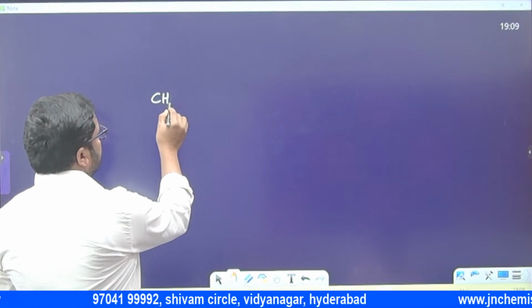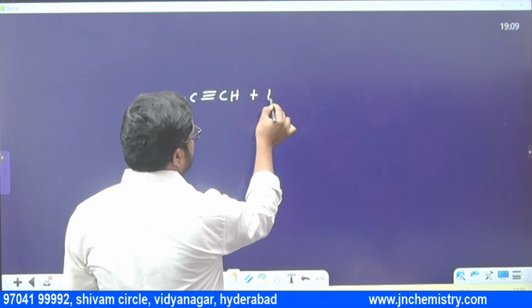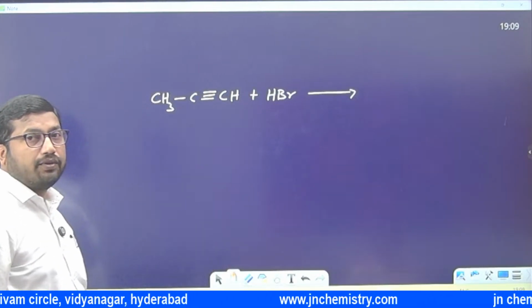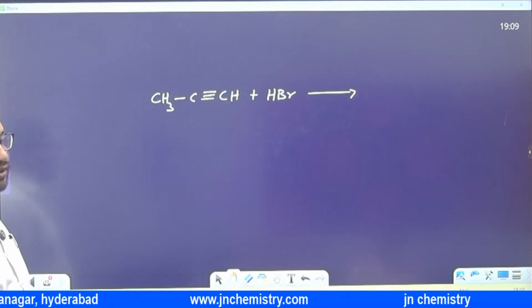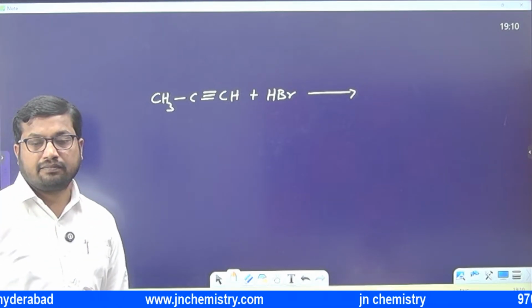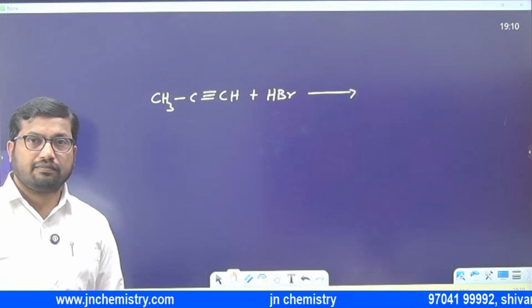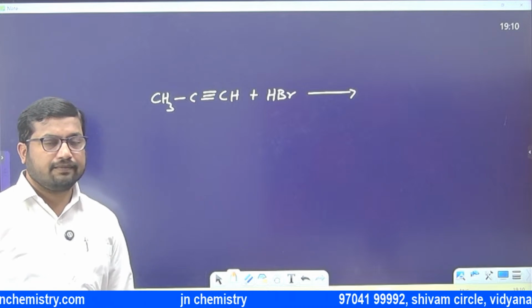For example, CH3C triple bond CH plus HBr. Write the product. Write the products. Right or wrong doesn't matter. Write it down.